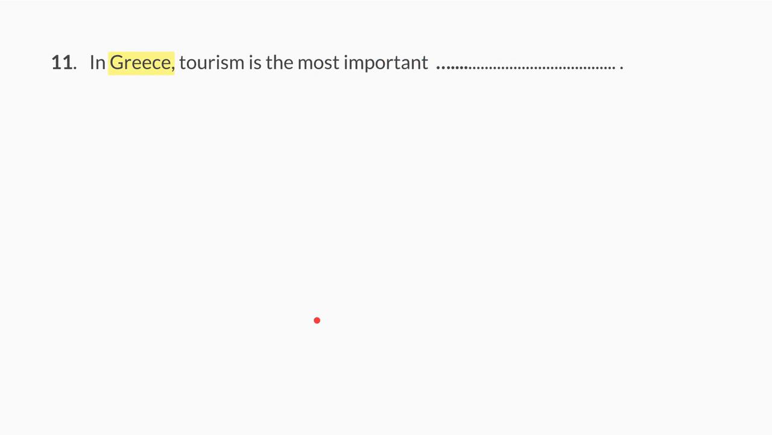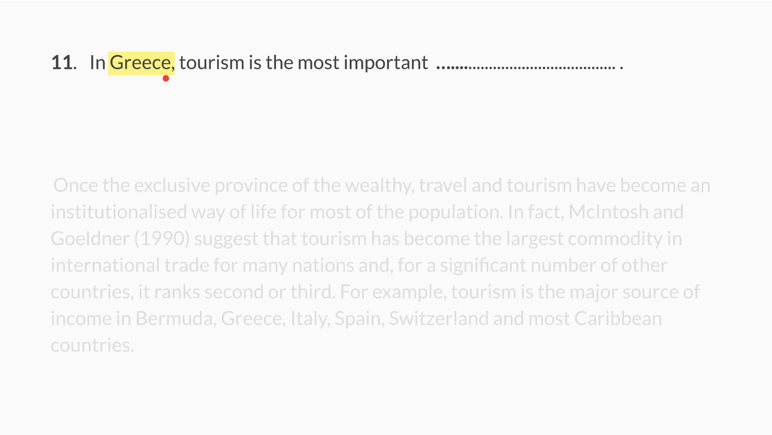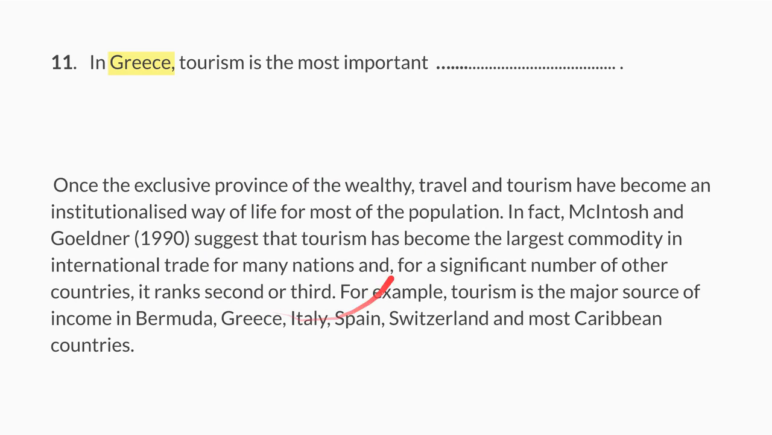Now, I want to show you the reading passage and I want to show you how to answer these questions. So remember, we're going to start off with question number 11. The reason is because this is one of the easiest questions in our question set. The word Greece is going to be rather simple for us to locate. So here is our reading passage. Now let's see if we can locate the word Greece.